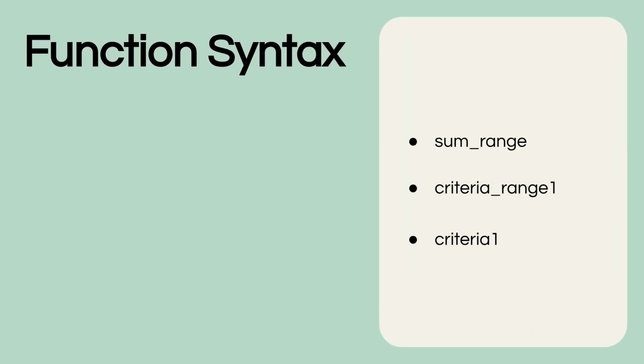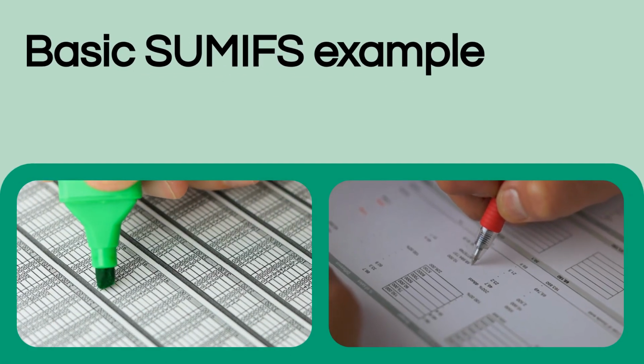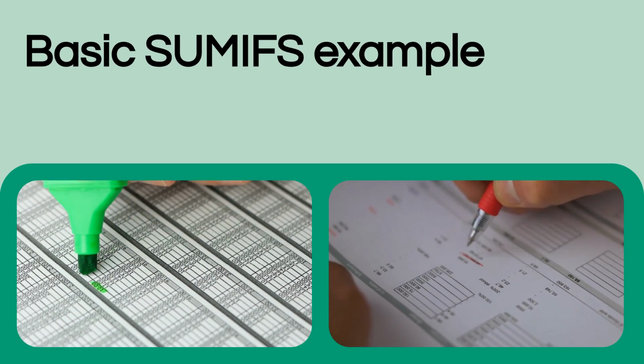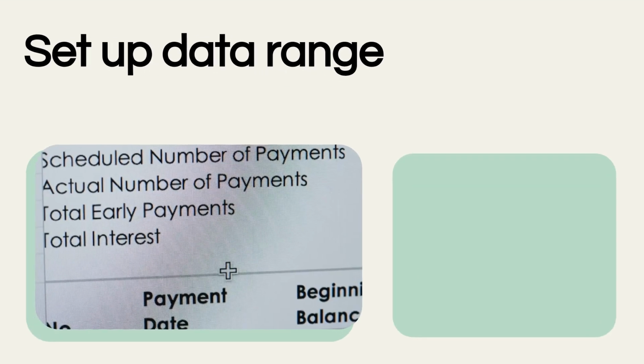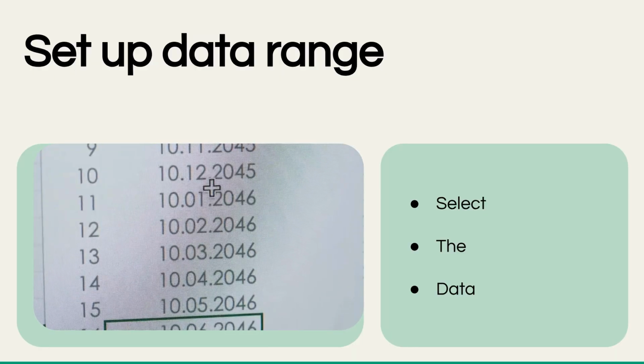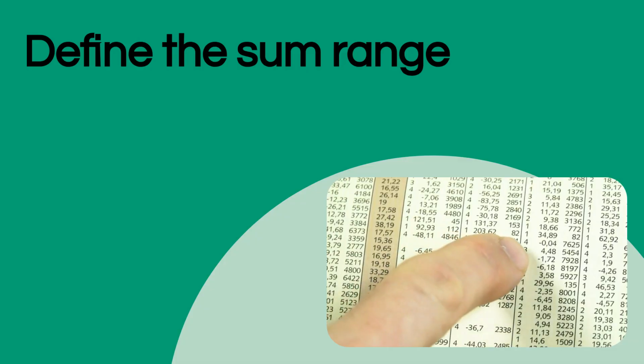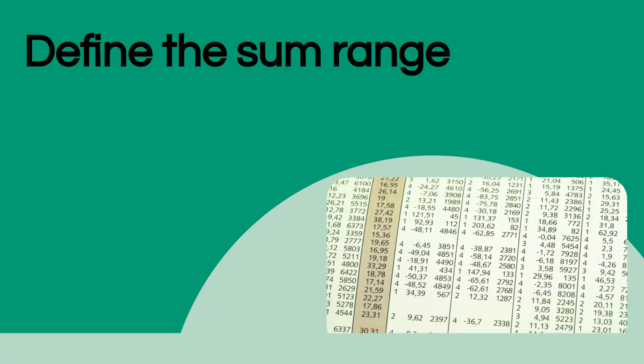The basic syntax for SUMIFS includes the sum range, followed by at least one criteria range and its corresponding criteria. Let's walk through a basic implementation to understand how the function works in a real-world scenario. First, you need to set up the full data range that contains all the values and criteria columns you'll be working with. The sum range is the column containing the numbers you actually want to add up. This is the first argument in the formula.